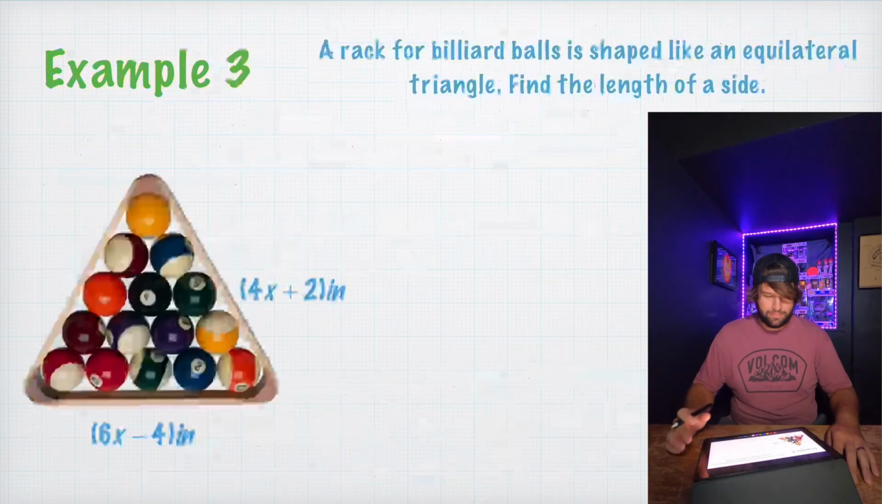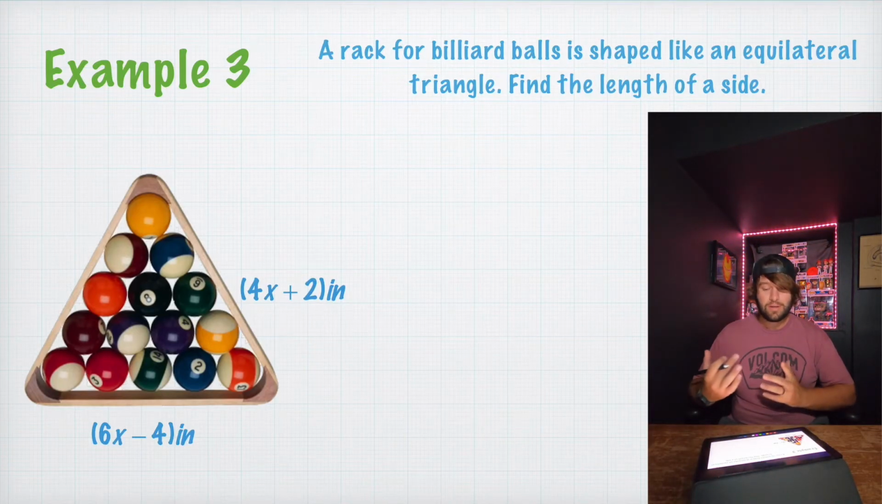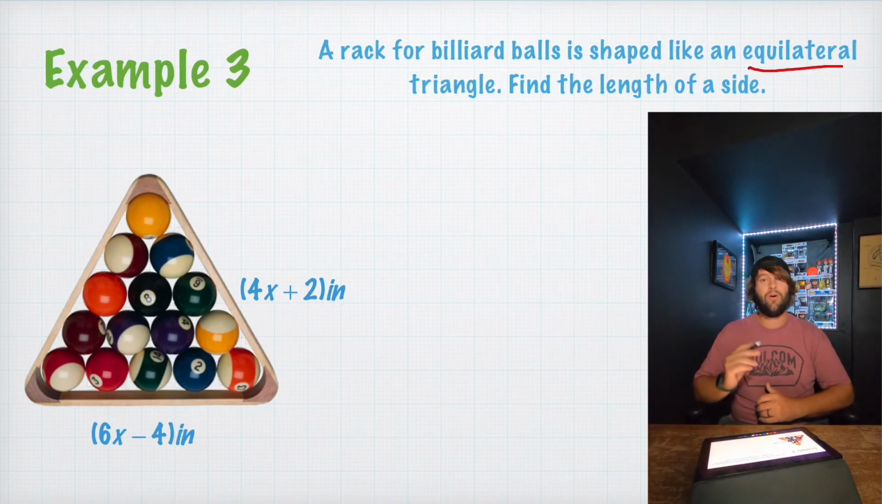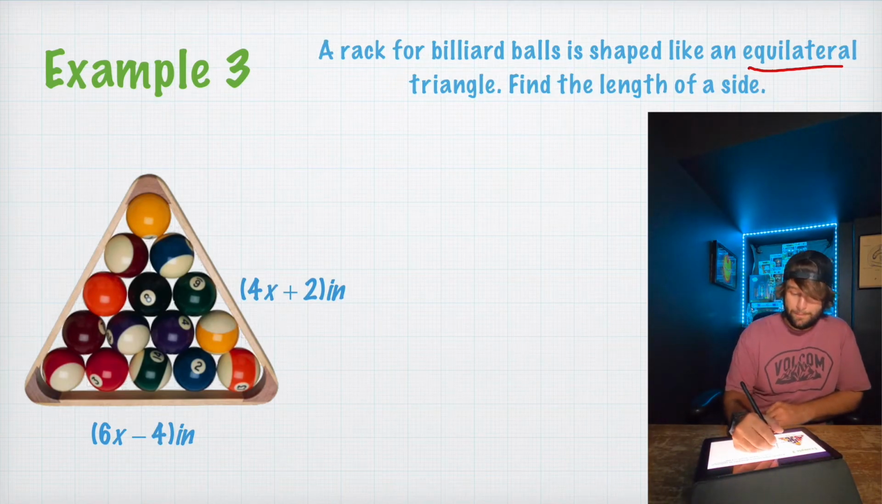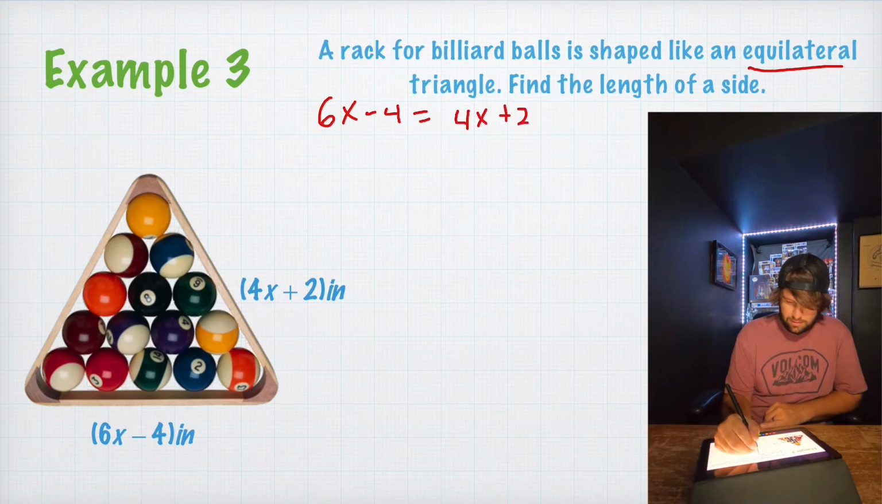Not a bad example. Let's just keep going. So example 3. A rack of billiard balls is shaped like an equilateral triangle. Find the length of a side. So the first thing we need to recognize is that it's shaped like an equilateral triangle, meaning all 3 sides of that triangle are going to be congruent, which means we can solve this just by setting those equal to each other. So we can do 6x minus 4 equals 4x plus 2.